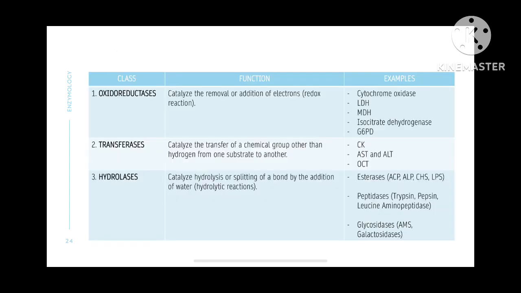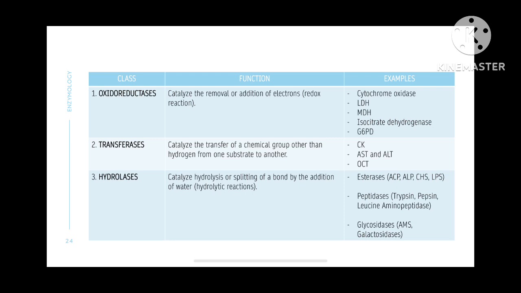For the oxidoreductases class, their main function is to catalyze the removal or addition of electrons. This means they do redox reactions. Examples would be cytochrome oxidase, lactate dehydrogenase, malate dehydrogenase, isocitrate dehydrogenase, and glucose 6-phosphate dehydrogenase.